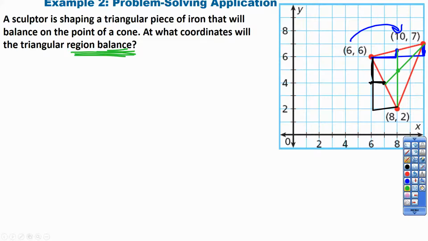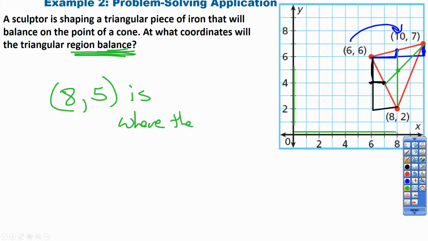And where does that happen to be? How far over is that? That is 8, comma, and how far up is that? 5. So 8, 5 is where the triangle will balance. It's easy to work this out when you have coordinate points, and you have it on a good drawing, to be able to find out where they balance.